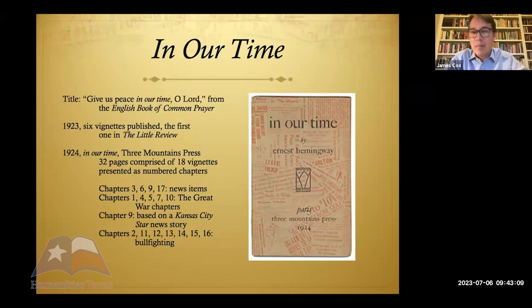That's where the title comes from. This can set up a discussion for if you're reading a group of stories in Our Time, about Hemingway's representation of religion and religious belief. It was first published as 6 vignettes in a little tiny literary journal. It was then published a year later, expanded, and it included Hemingway versions of news items.